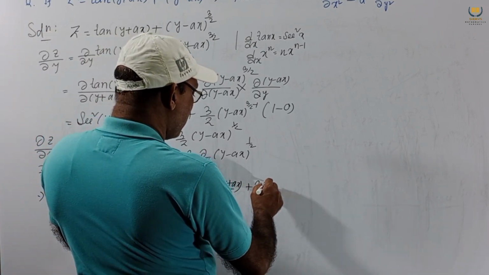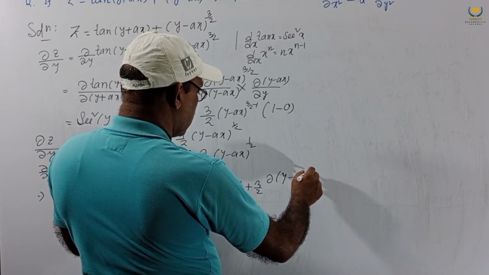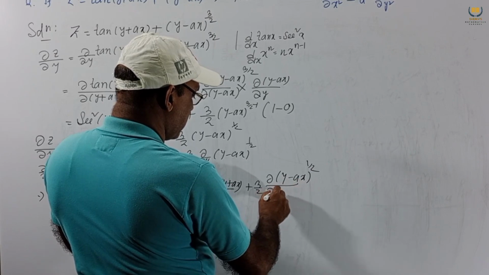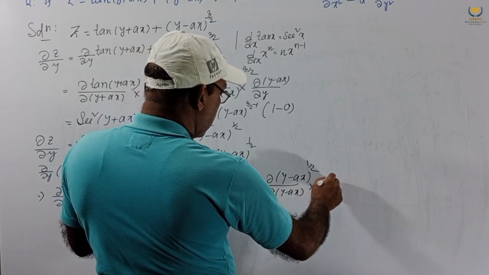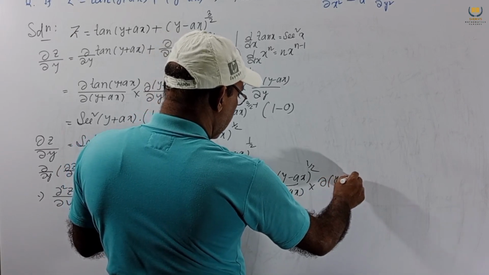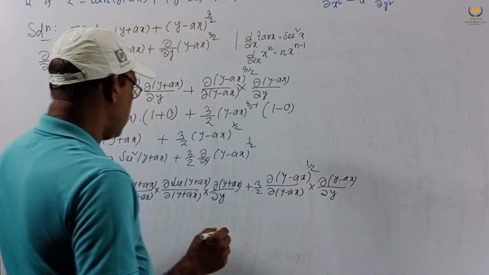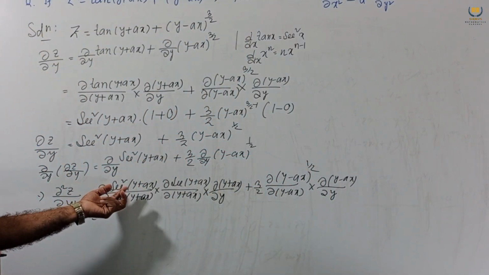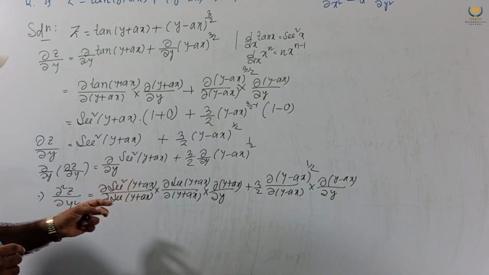So for getting the derivative, we write del/del y of (y minus ax) to the power half, times del (y minus ax) by del y. We get this, and this will be sec square, we assume this one is x square dx.